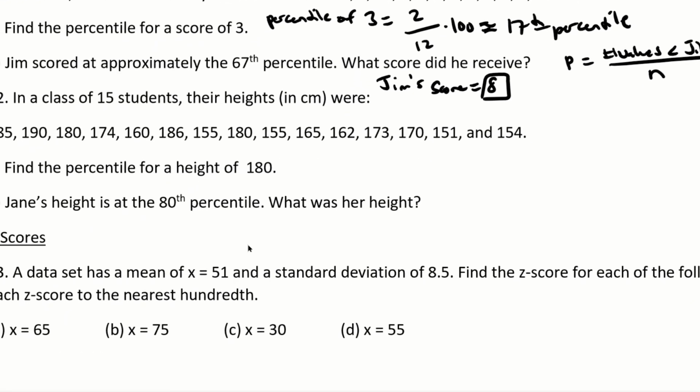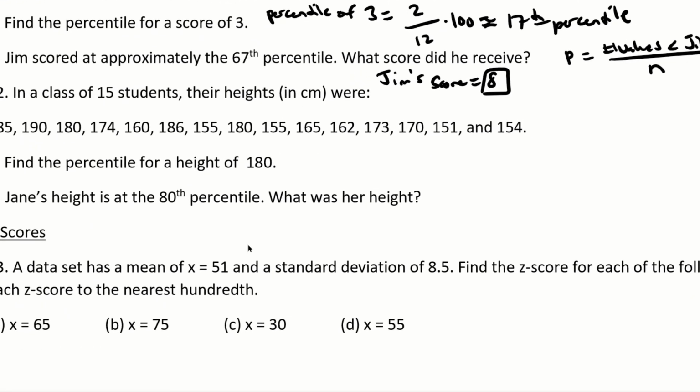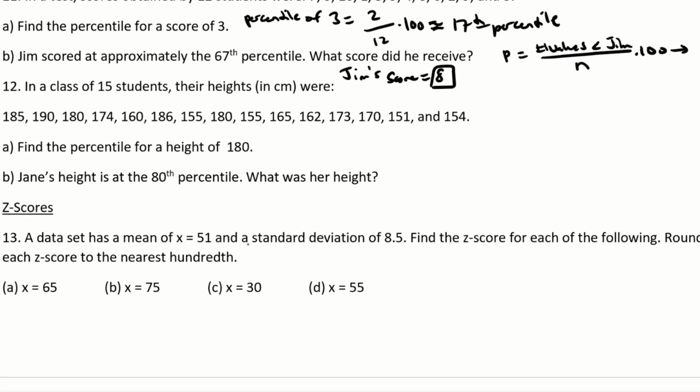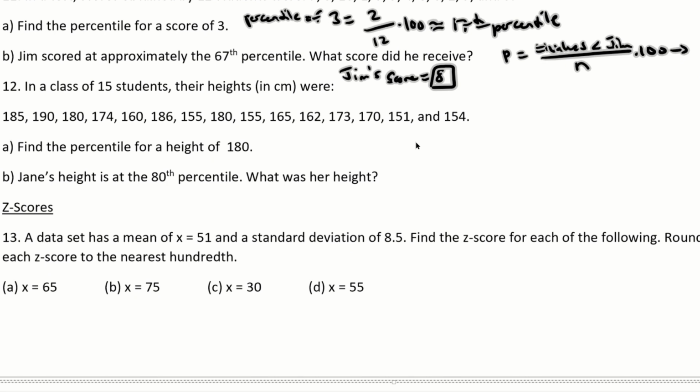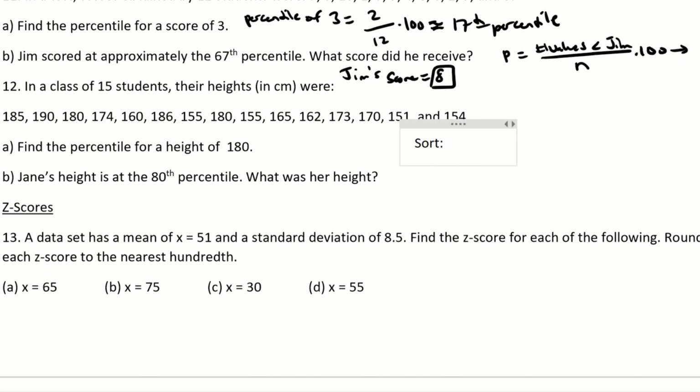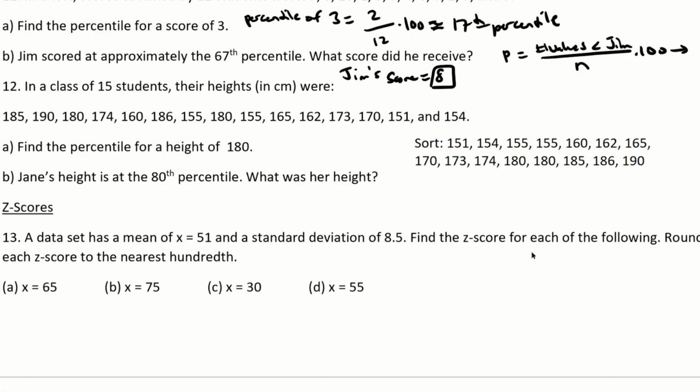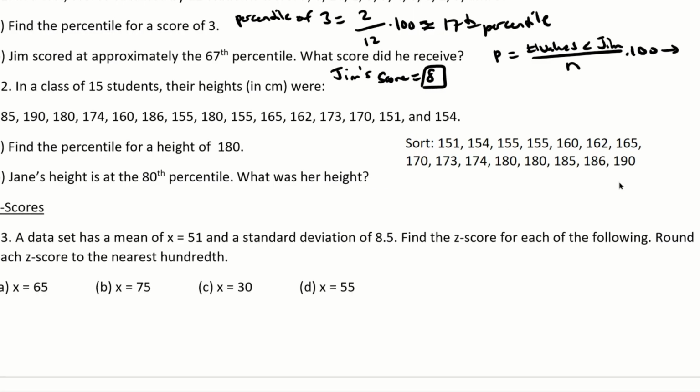Okay. So number 12, in a class of 15 students, their heights given were as follows. Find the percentile for a height of 180. Okay, so we're gonna go ahead and type these numbers. So let's say sorted. We're gonna need to sort these data points. So 151, or there's 255, so on and so forth. Okay, so I went ahead and just kind of listed them in order, typed them up.